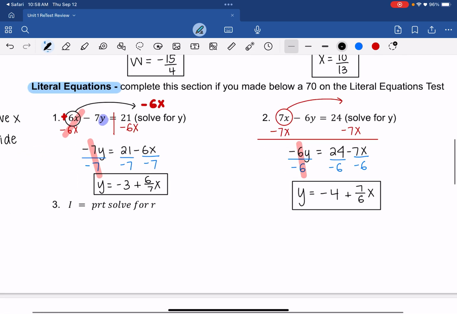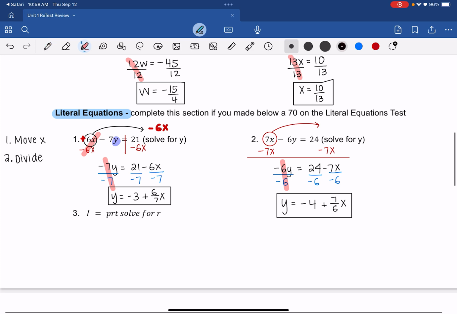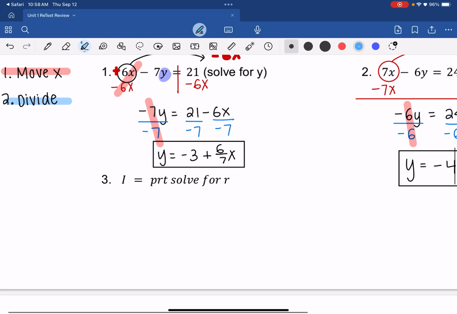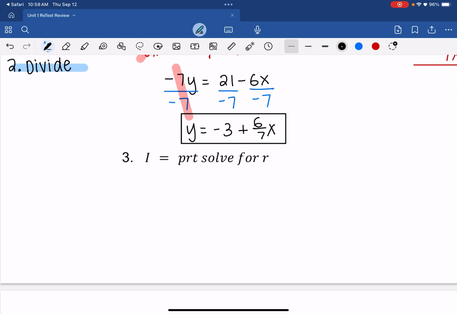All right, so when you're solving for Y, it's the same 2 steps always. Move X, then you divide. Okay, move X, then you divide. All right, let's see how number 3 is different. So number 3 is just asking you, I'm going to rewrite it, but it's just asking you to solve for R.